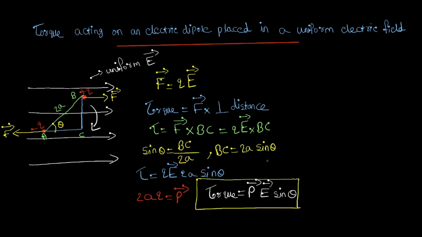When we write this in the form of a cross product, we get torque is equal to P cross E. The torque is the cross product of dipole moment and electric field. We can write it in this form.